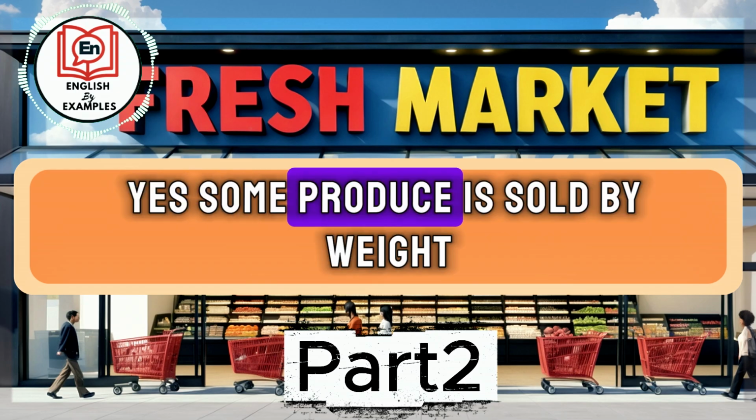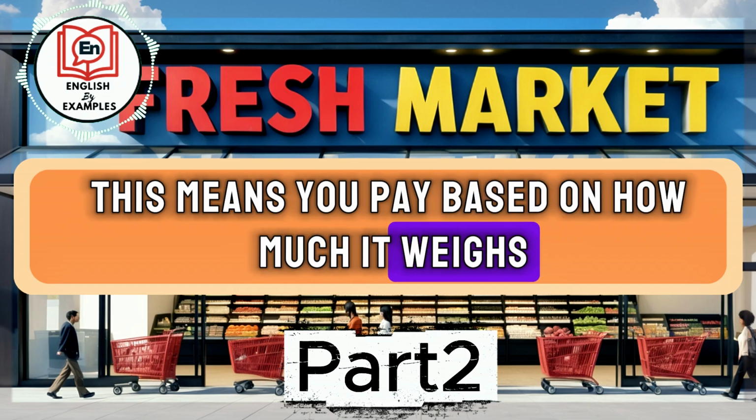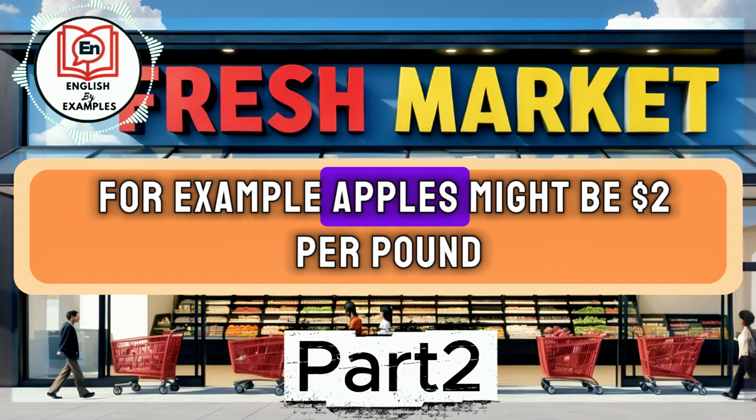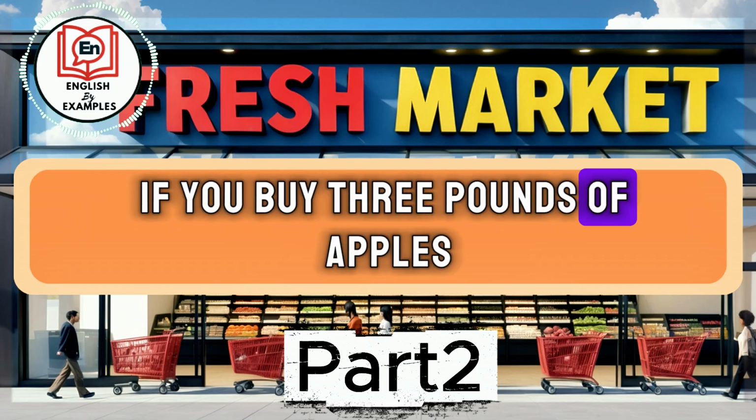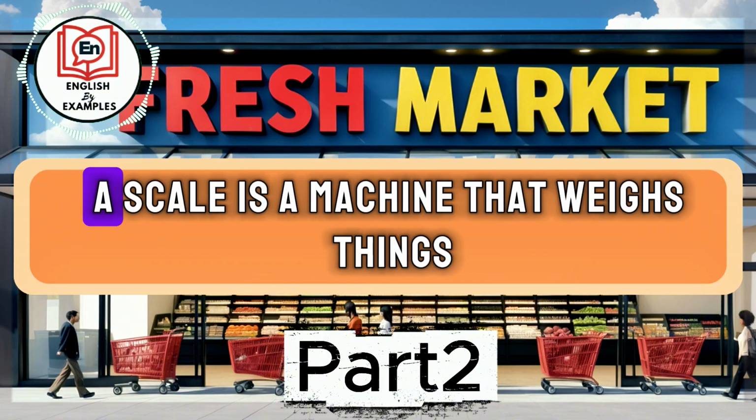Yes, some produce is sold by weight. This means you pay based on how much it weighs. For example, apples might be $2 per pound. If you buy 3 pounds of apples, you pay $6. In the produce section, there's usually a scale. A scale is a machine that weighs things.